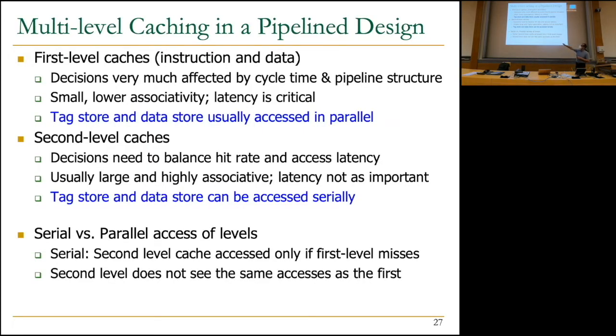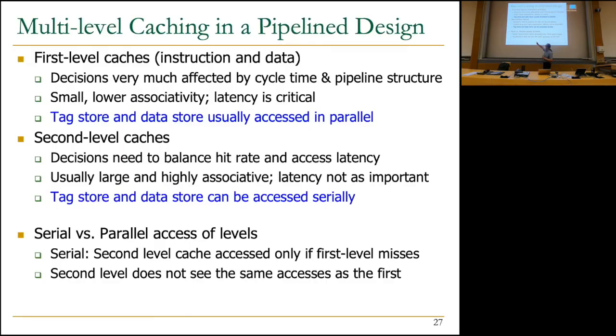Serial means the second level cache is accessed only if the first level misses, or do you start the access in parallel while you're accessing the first level? If you start the first level access and second level access in parallel, then if the first level misses, the second level access completes quickly. Of course, the downside is always energy in these things. That's the downside. So you should be very energy conscious when you design these things.